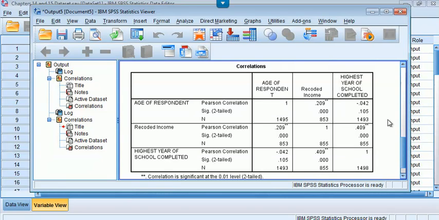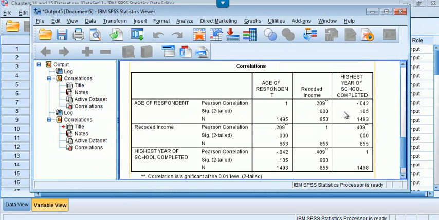But now if we look at highest year of school completed and age, which would be this box here, you will see that it has a negative correlation of 0.042. So that is a relatively weak relationship according to our standards. Also, you notice that there's no stars next to it. That means it's a non-significant relationship. So this relationship could be happening by chance. We wouldn't take much stock in this relationship. In fact, we would say that age and highest year of school completed are for all intents and purposes unrelated.